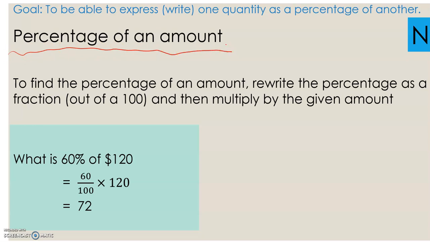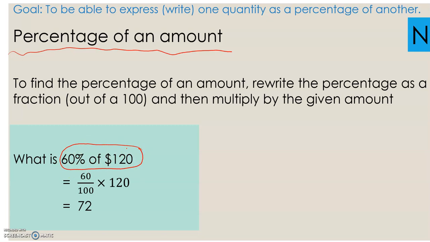All right. The next thing we're looking at is to work out the percentage of an amount. To find the percentage of an amount, our final answer is not a percentage. We're working out what 50% of 10 is. For example, 50% of 10 is 5. It's not 5%. So our final answer is not going to be a percentage. We are calculating a percentage of an amount.